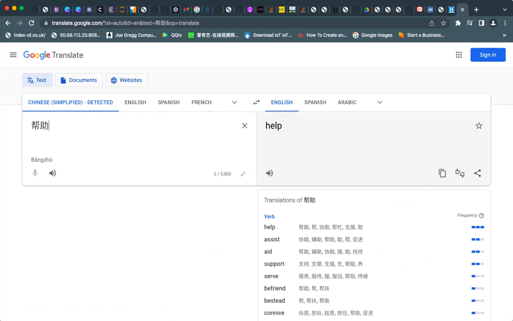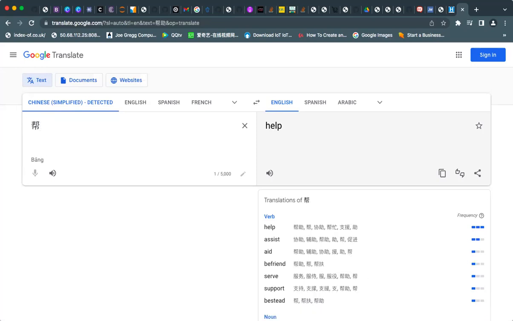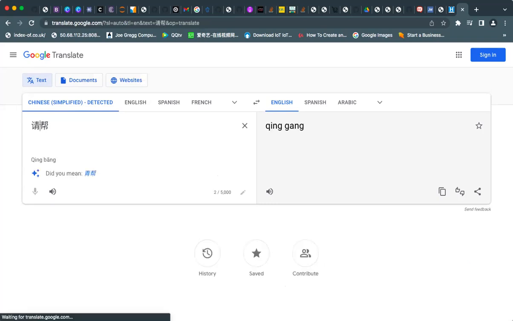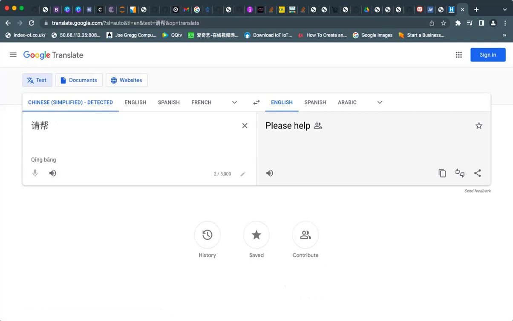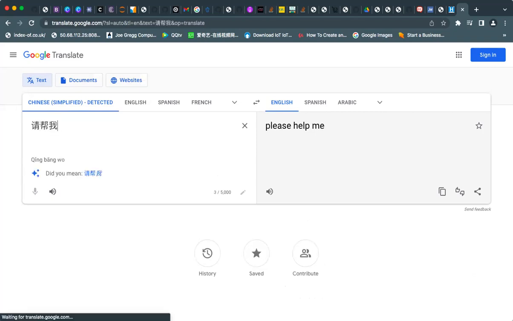Help. Oh, help. 帮助 does mean help, right? So what do you think bang means on its own? Help. A helper? No, just help. Okay. Bang, help. 请帮我, what does that mean? Please help me. Yes. 请帮我, please help me.